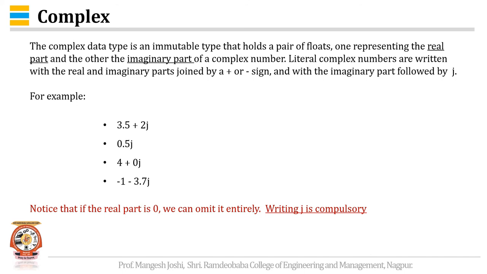But in the third example, the imaginary part is 0, and you cannot skip that 0j. If you write simply 4, it will be treated as an integer and not a complex number. So this is very, very important. The j should always be present if you want to declare that variable as complex. Writing j is compulsory. This is the complex number, and you can also perform various operations on complex numbers, such as addition of complex numbers, subtraction of one complex number from another, and so on.